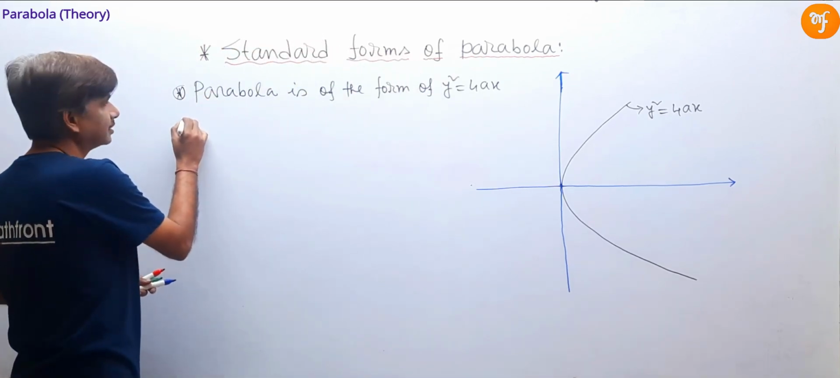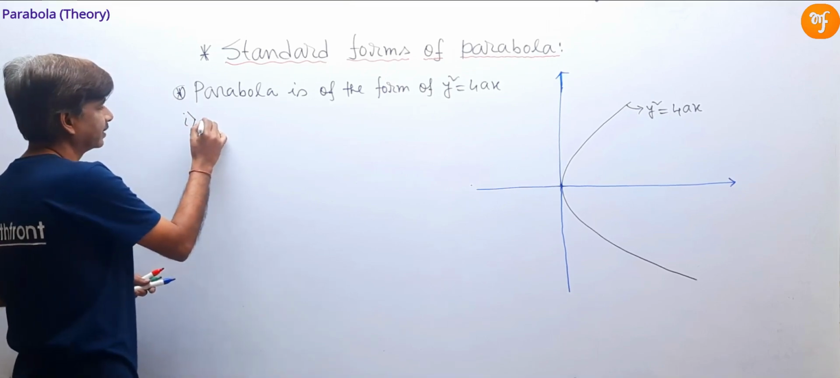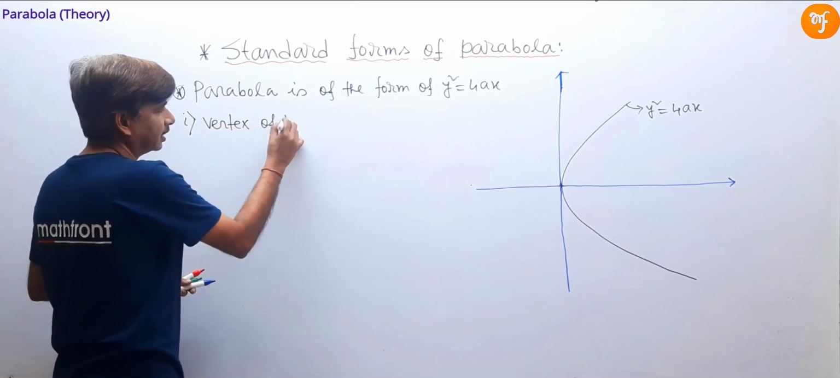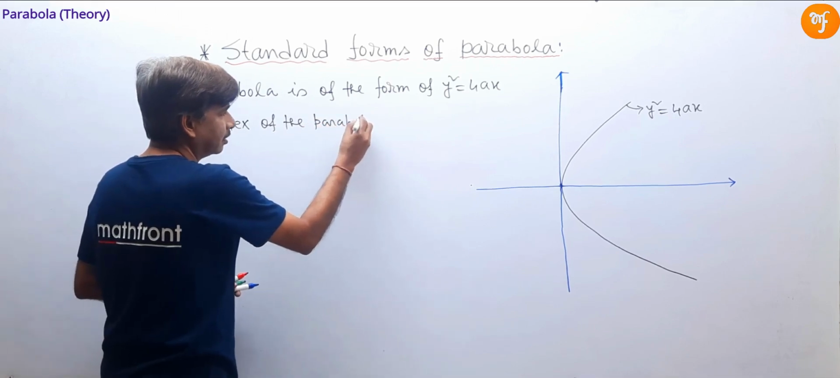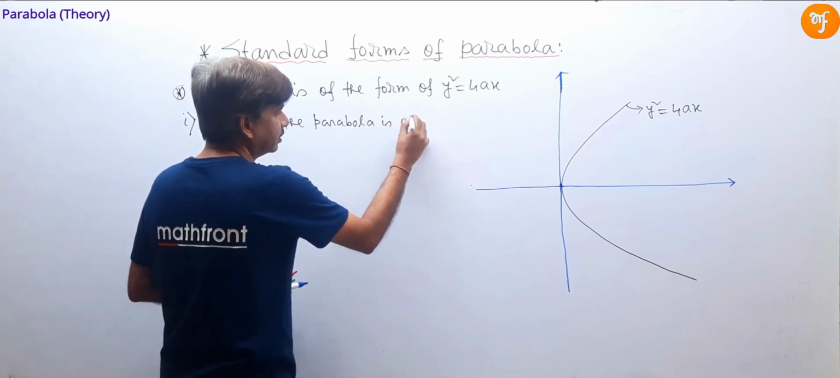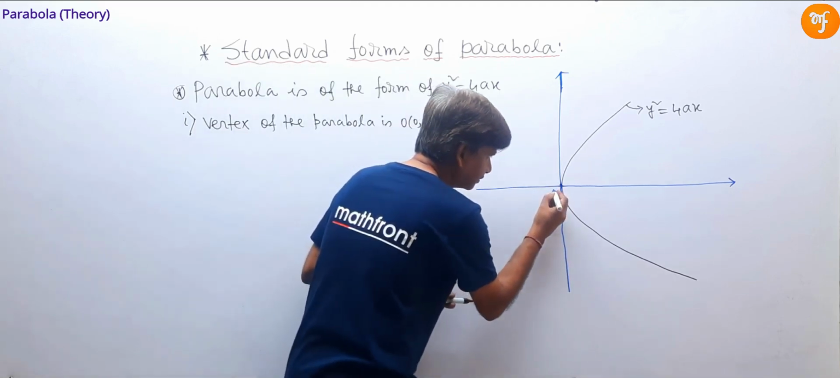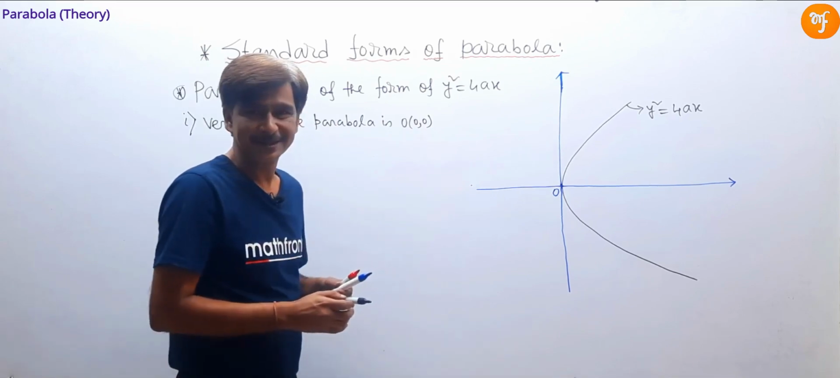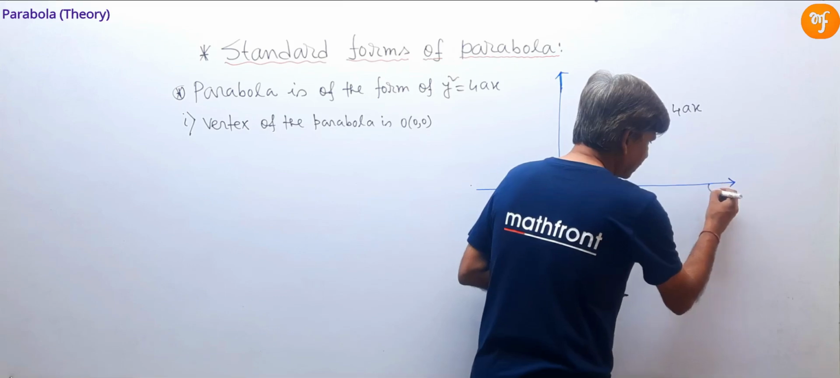So in this case, number 1, vertex of the parabola is origin. Okay, so origin is 0, 0. So vertex is at origin. Clear? Axis of the parabola is positive direction of x-axis. So this is the axis of the parabola.